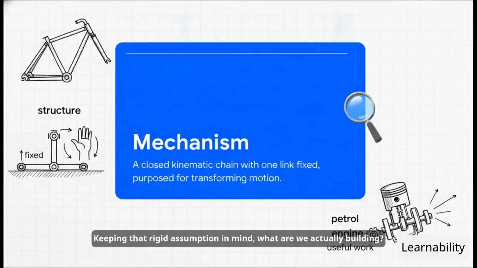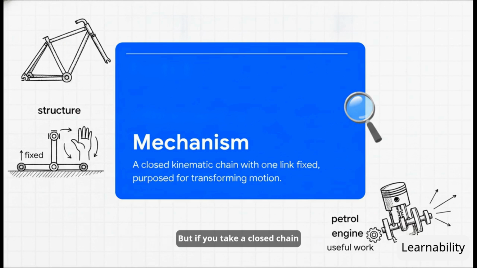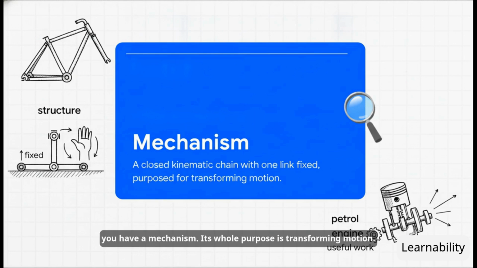Keeping that rigid assumption in mind, what are we actually building? Look, if you just bolt a bunch of rigid links together, you get a structure. Think of a bicycle frame welded from steel tubes. Nothing moves. But if you take a closed chain of those links and bolt exactly one of them to the ground to act as a frame, boom, you have a mechanism. Its whole purpose is transforming motion. Sort of like a mechanical waving hand in a storefront window.